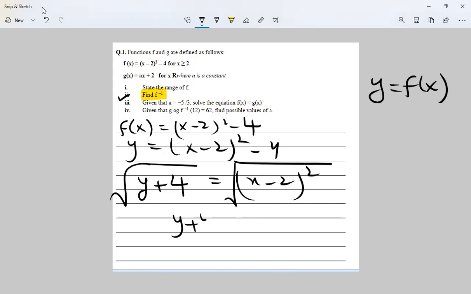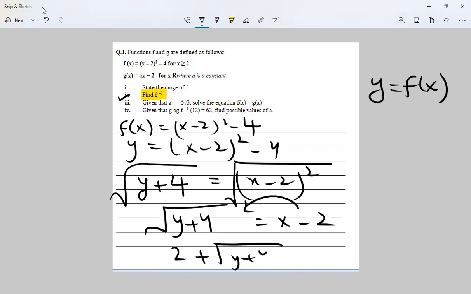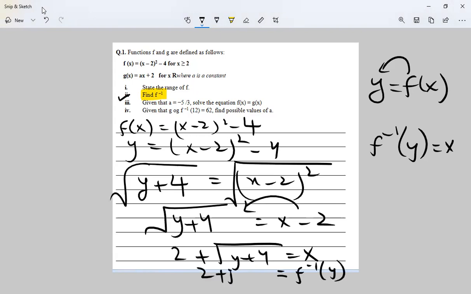Root of y plus 4 is equal to x minus 2. The minus 2 will come here. It will become 2 plus the root of y plus 4 is equal to x. Now look here: the f inverse will come here. It will become f inverse of y, which is equal to x. Means x will be replaced by f inverse of y, 2 plus the root of y plus 4. This is the answer of the inverse function.